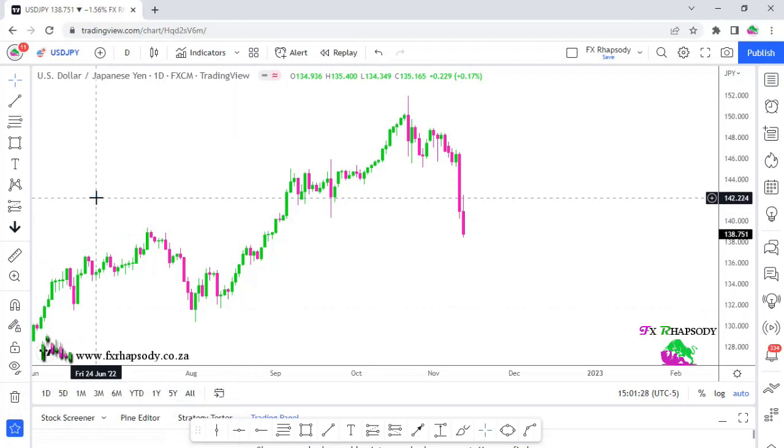Today we're looking at two currency pairs. We're going to be focusing on the USDJPY and then also the Euro USD dollar.